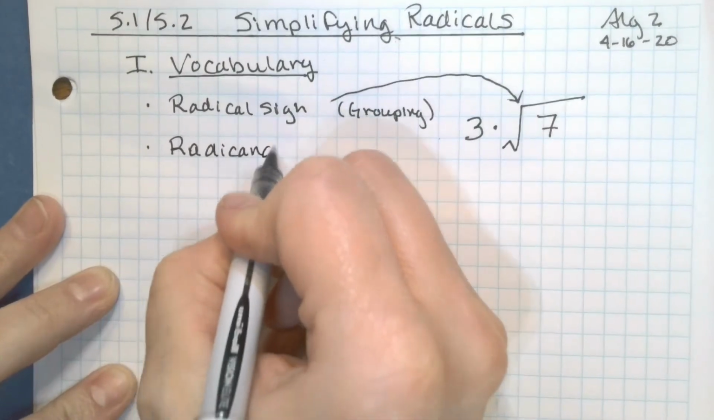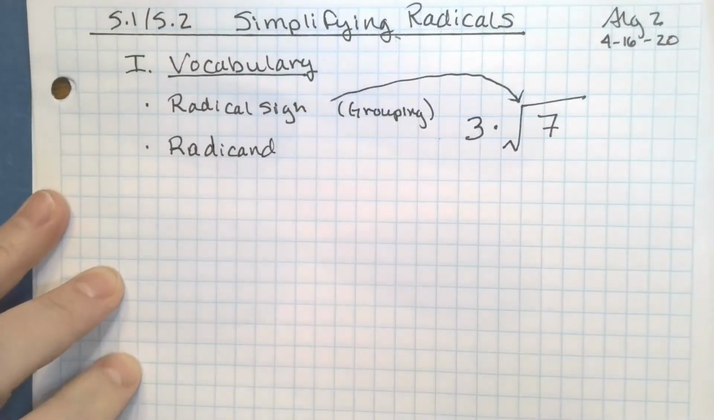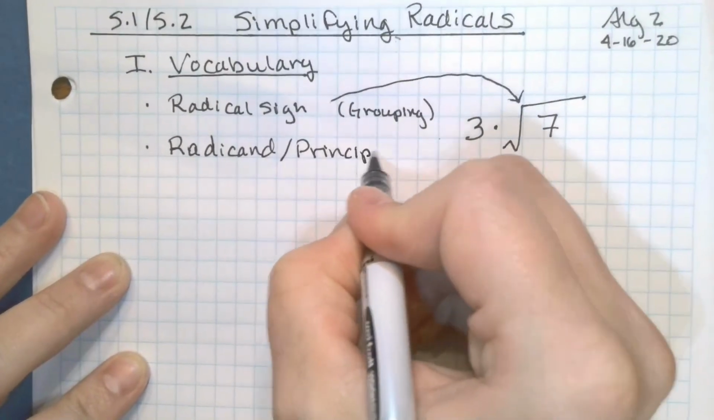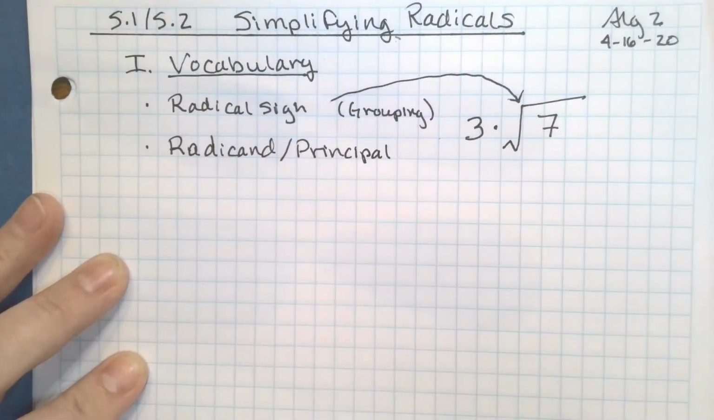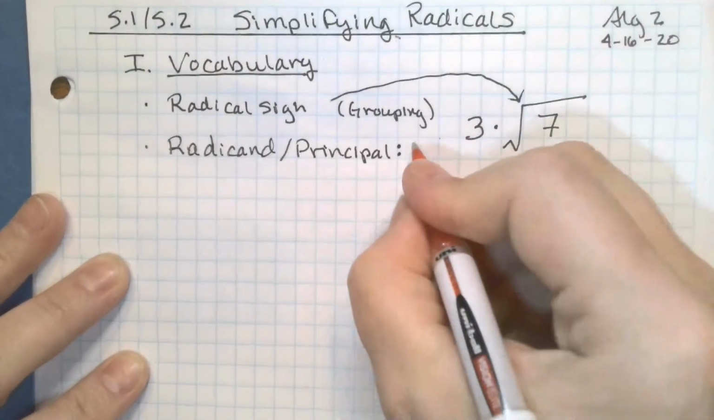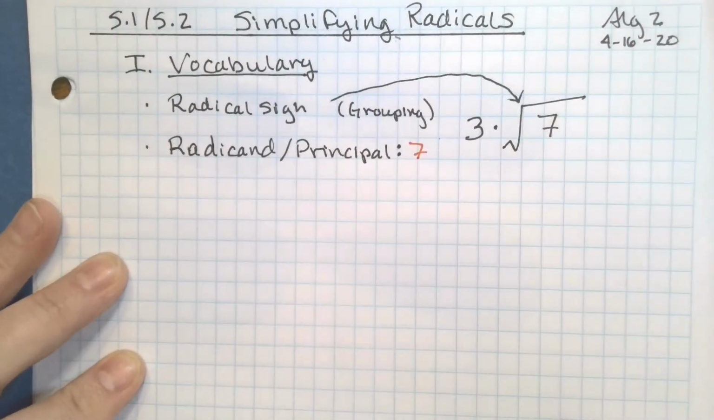Second word, radicand. The radicand, sometimes called the principal, is the inside number. In this case, that would be the 7. That's the radicand of the radical.